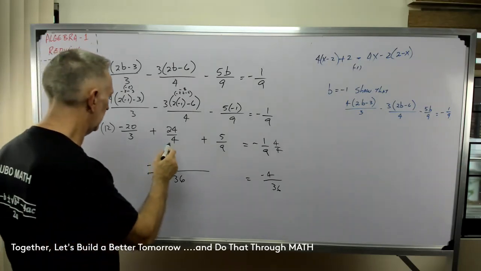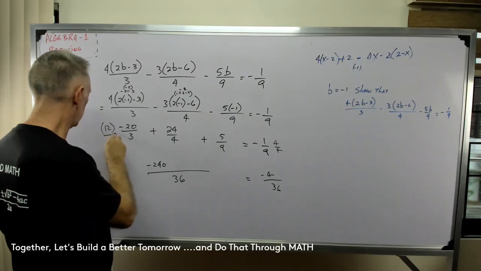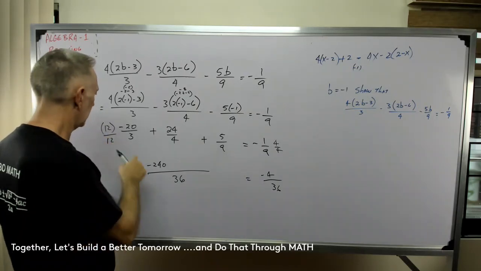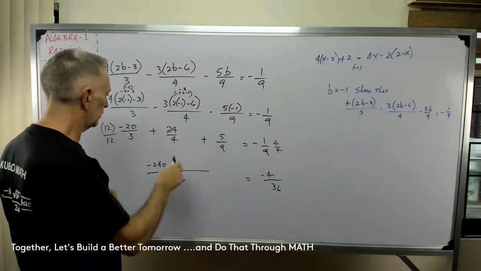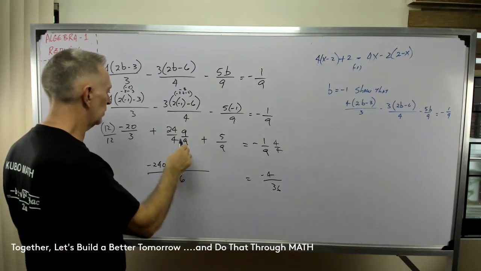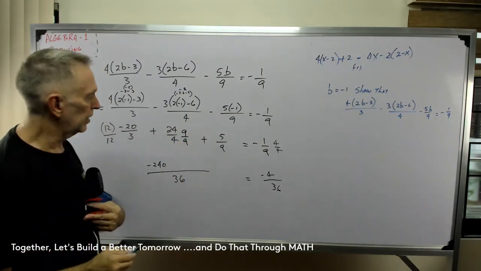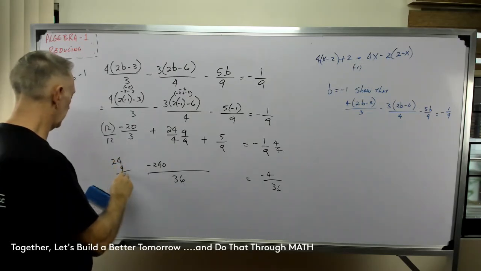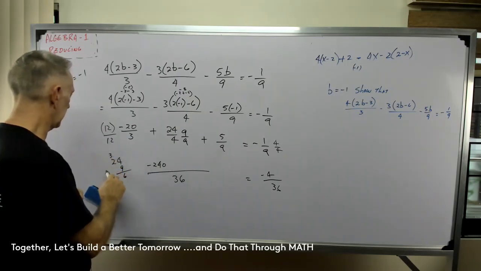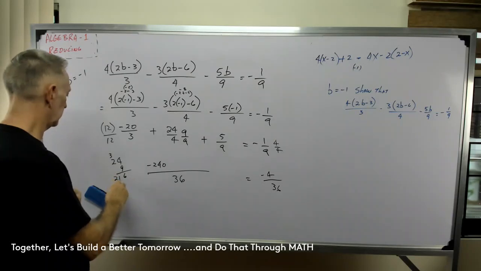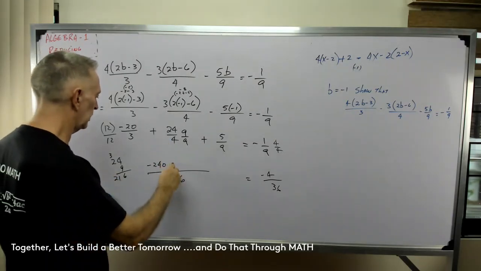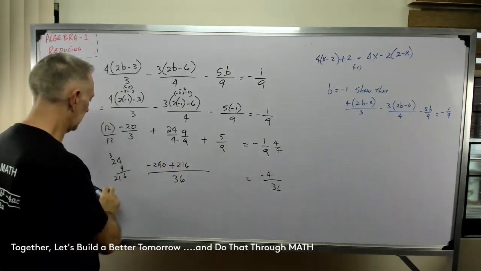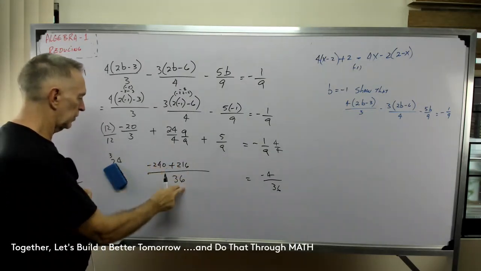All right, and now we have, and that was 12 over 12, by the way. And now, let's see, 4 goes into 36 9 times, so I'll multiply this by 9 over 9. So 24 times 9, 9 times 4 is 36. You carried the 3, 18, 19, 20, 21, 216. So plus 216 over 36.